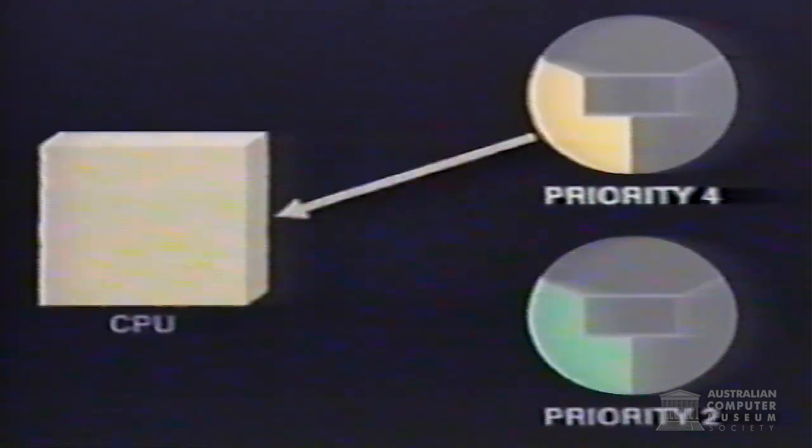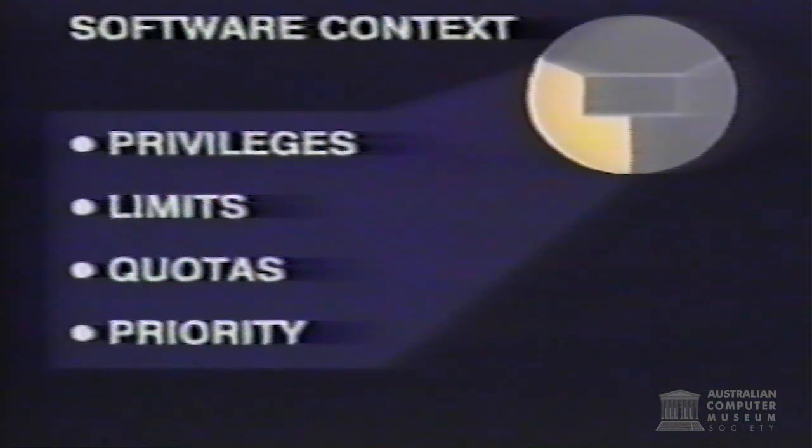One process has a priority level of 4, and the other's priority level is 2. The priority level is part of the software context of each process. The process with the highest priority is scheduled first, and therefore gains control of the CPU. The image for both processes is the same, but the differing software context determines the order of execution. As with priority, such things as privileges, limits, and quotas are part of the software context, not part of the image.